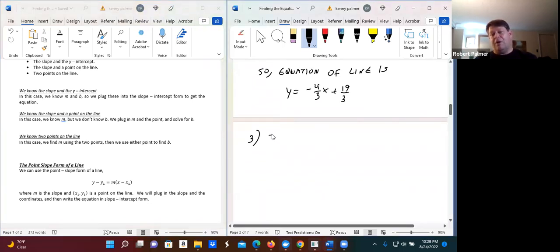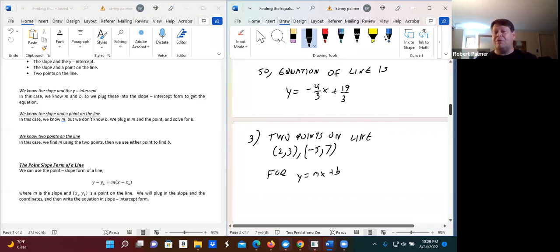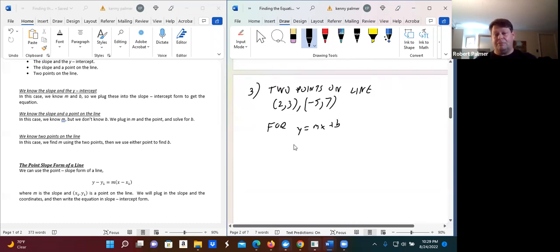So here we have 2 points on the line. Let's say, for example, our 2 points are (2, 3) and (-5, 7). In this case, for our slope-intercept form, y equals mx plus b, we don't know either m or b. So the best way to do this is, if I know what m is, I can do it just like the second example, the one I just did.